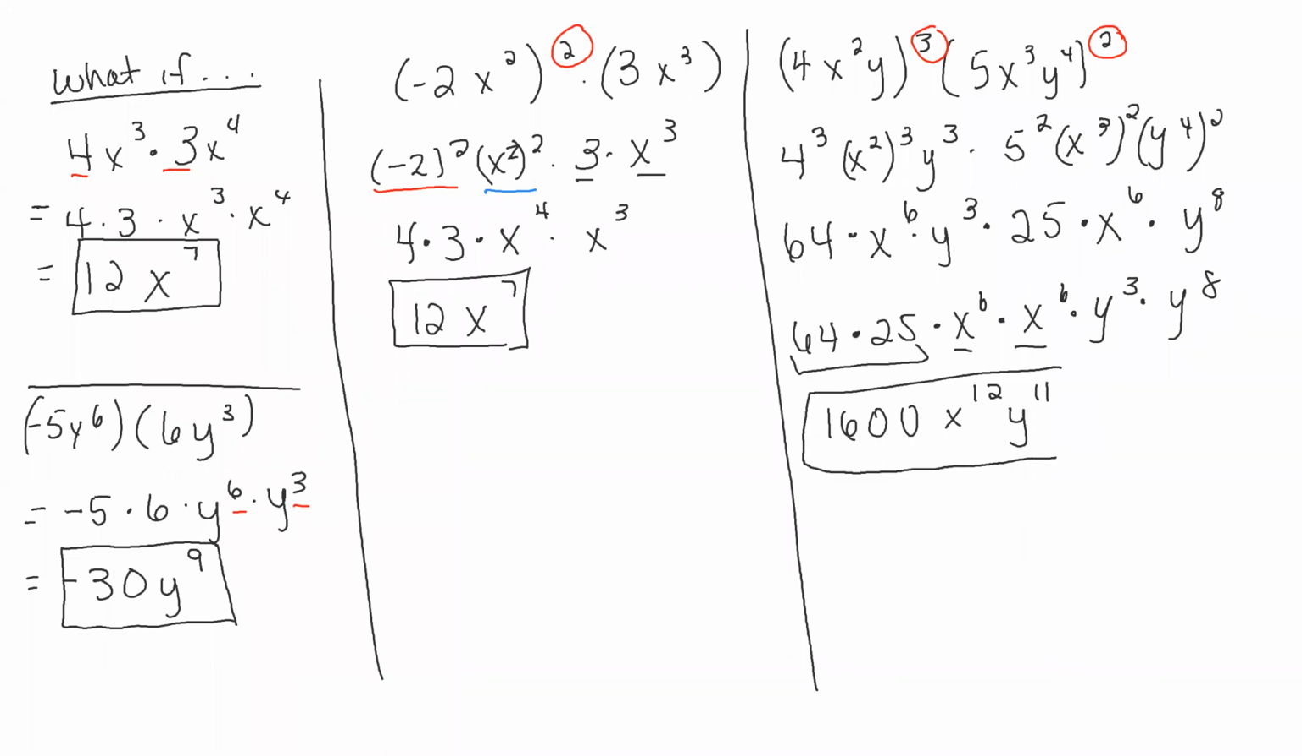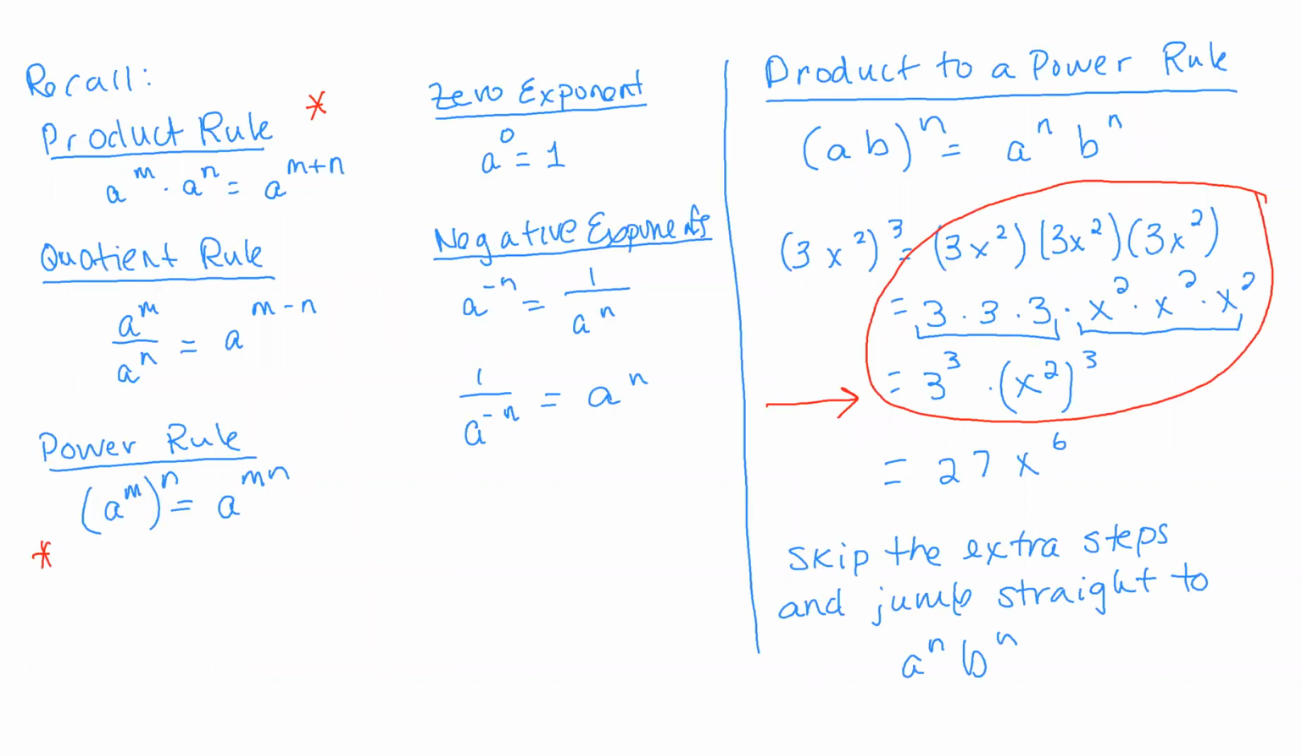And there you have it. So there we have 1600 x squared y, or x to the 12th, y to the 11th power. And that's it for the power to a product rule. So remember, this was all the power or product to a power rule, okay? What we want to do next is look at the quotient to a power rule.